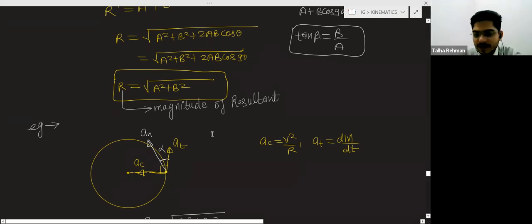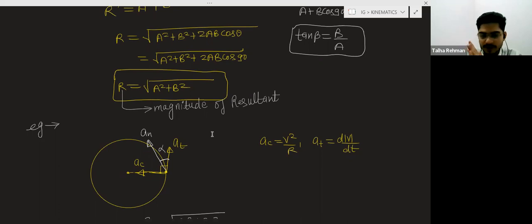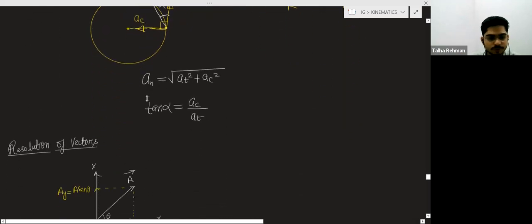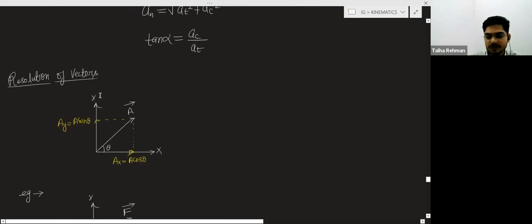Why are we studying vectors? Because we will use these vectors for further study of physics. Okay, this example I have told you. And there is one more case, resolution of the vector. Suppose this is any vector and these are the two axes. You can resolve this vector along this axis and along this axis.